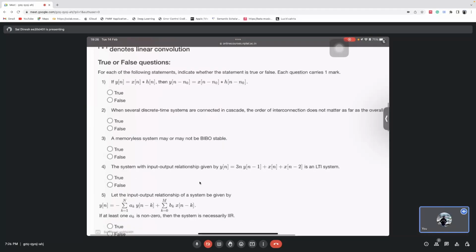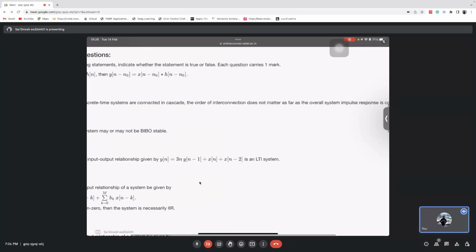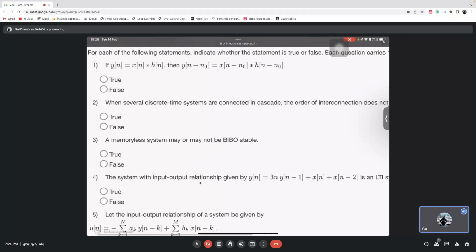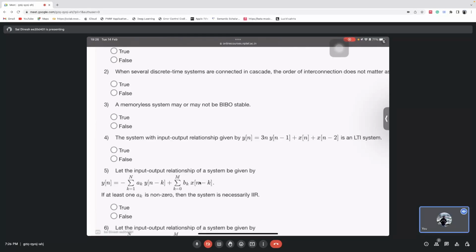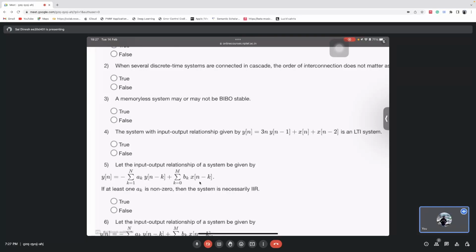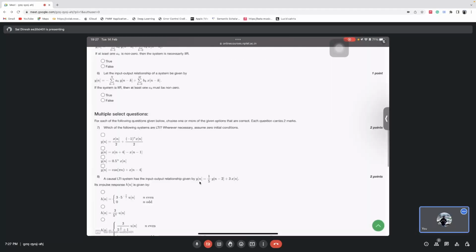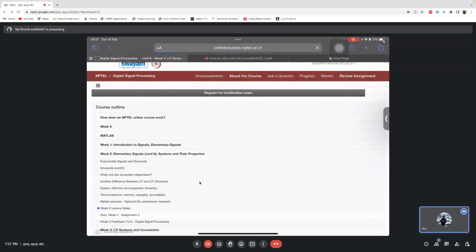For several systems connected in cascade, the order of interconnection does not matter as far as the overall system impulse response is concerned. We have talked about the properties of LTI systems earlier, so maybe you can use one of those ideas to come up with an answer for this question. And then a memoryless system may not be stable. This again can come from the properties of the systems, right? So this is week 3, and then we'll go to the week 2 assignment.